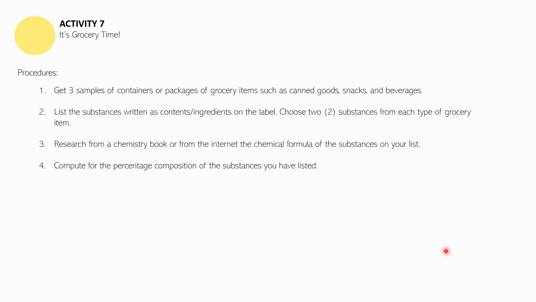Sucrose, ganun. Usually, when it says sugar, it refers to sucrose. Okay, so ayun. So you have to have six substances. I'll give you a moment to list them down. You can pause this video.